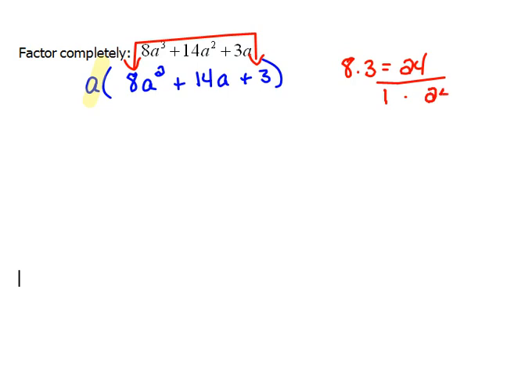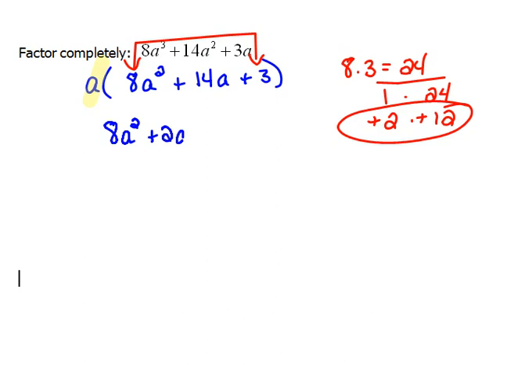So 1 times 24 would be 24. 2 times 12 would be 24. And positive 2 and positive 12 is a positive 14. So let's use this to rewrite the middle term. So we'll have 8a squared plus 2a plus 12a plus 3. And now let's factor by grouping since there are 4 terms.